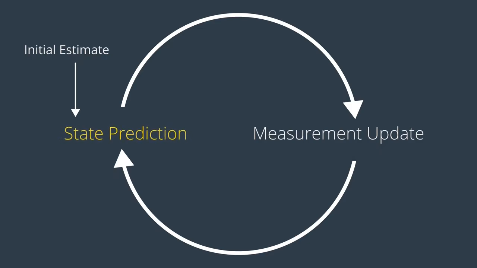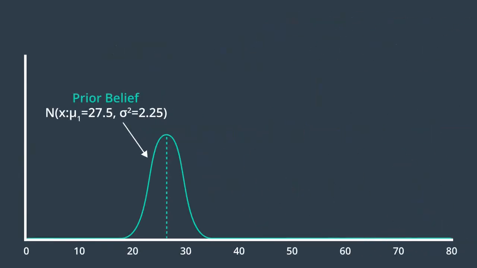Recall that state prediction is the estimation that takes place after an inevitably uncertain motion. Since the measurement update and state prediction are an iterative cycle, it makes sense for us to continue where we left off. After taking into account the measurement, the posterior distribution was a Gaussian with a mean of 27.5 and a variance of 2.25. However, since we've moved on to the state prediction step in the Kalman filter cycle, this Gaussian is now referred to as the prior belief. This is the robot's best estimate of its current location.